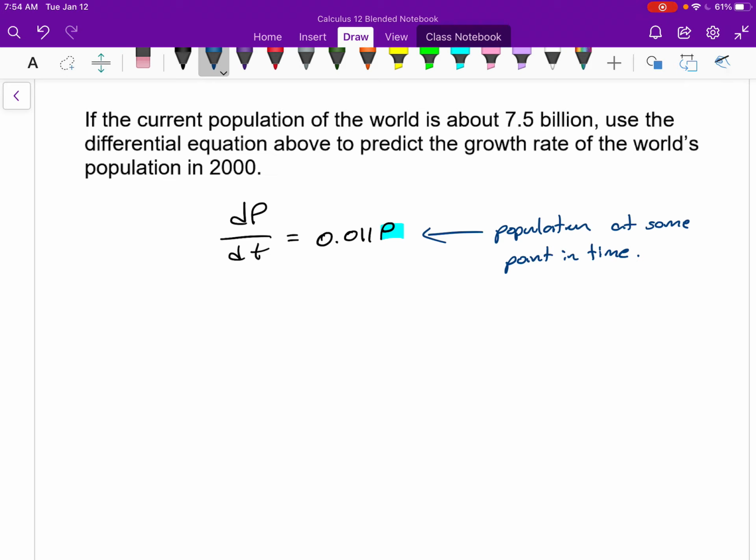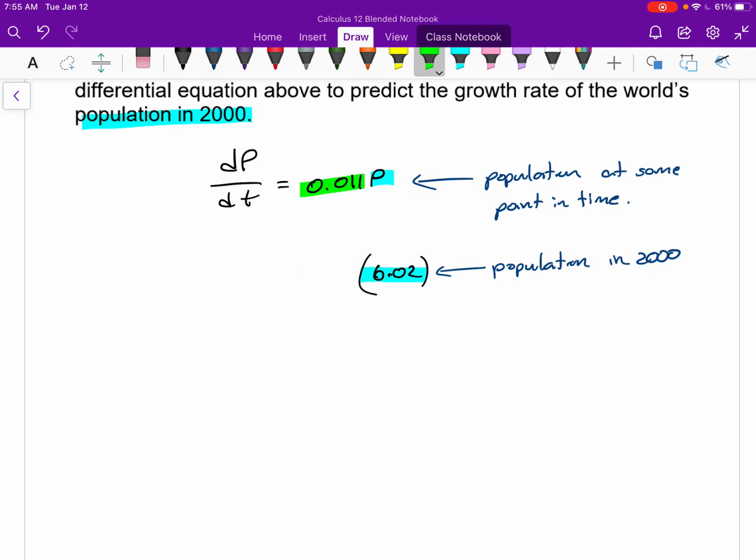Well, that said, I want to find the rate of growth in the year 2000. So I want to pick p to be the population in the year 2000, which we know from the last question was about 6.02. That's the population in the year 2000 according to our model. And so all I need to do is multiply that by the constant relative growth rate, 1.1%. And I get, in this case, 0.066.